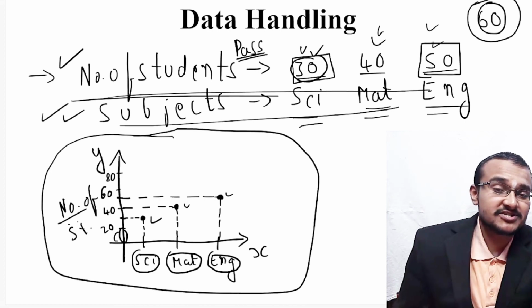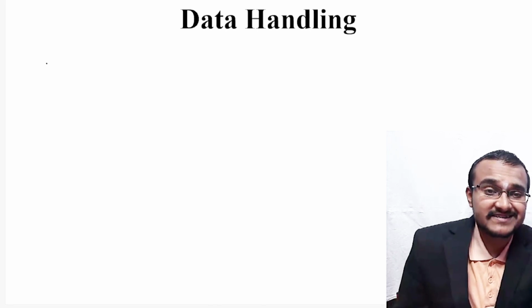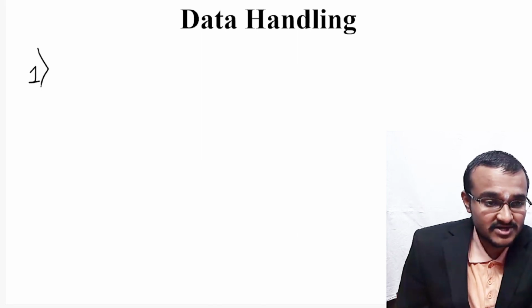So this was the explanation of graph. Now let me discuss 3 types of graph which you will be learning in this particular chapter.